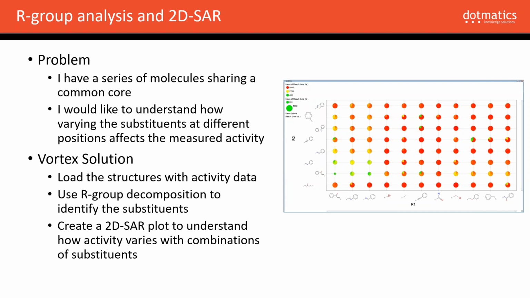Now again, as a chemist, I have a set of molecules that share a common core. I have measured activity data for those molecules, and I'd like to understand how varying the substituents at different positions has affected the measured activity. So in the Vortex solution that you're going to see now, we load the structures with their activity data. We're going to use the R group decomposition algorithm to identify the substituents, and then we're going to create a 2D SAR plot to understand how the activity varies with the combination of substituents. So the end result will be what you see over on the right-hand side.